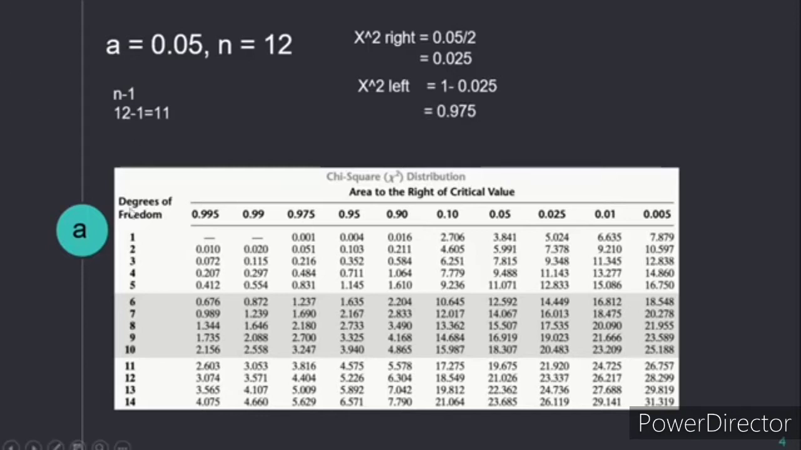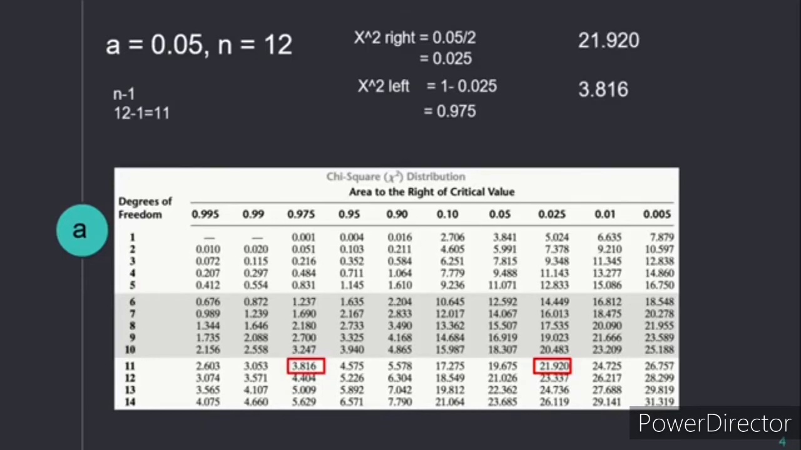So here is our degrees of freedom. And let's locate the value of 0.025 under the 11 degrees of freedom. So the answer is 21.920 for the chi-square right. And for the chi-square left, which is 0.975 under 11 degrees of freedom, the answer is 3.816 for the chi-square left.